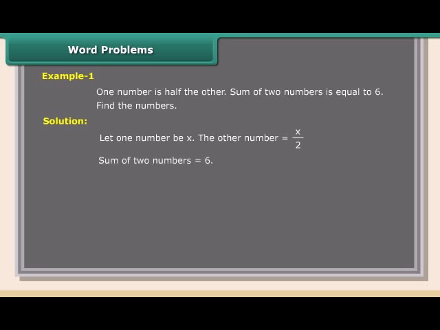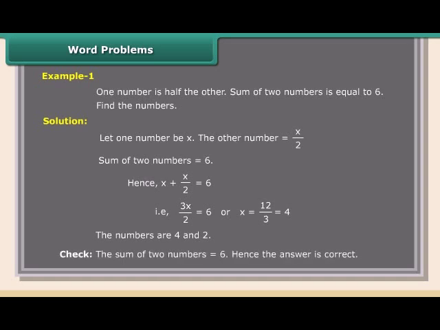Sum of two numbers is equal to 6. Hence, x + x/2 = 6. That is, 3x/2 = 6, or x = 12/3, which is equal to 4. The numbers are 4 and 2. Check. The sum of the two numbers is equal to 6. Hence, the answer is correct.